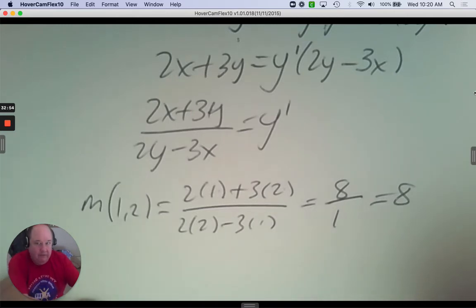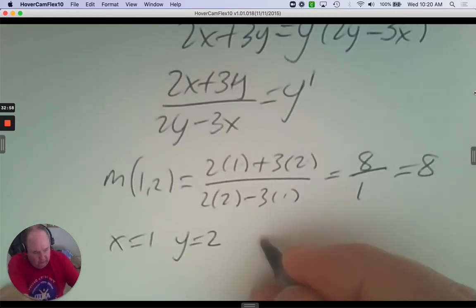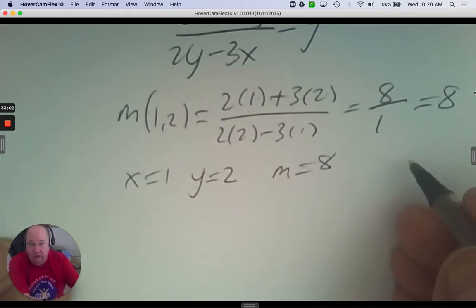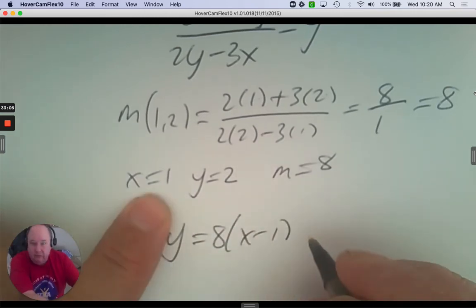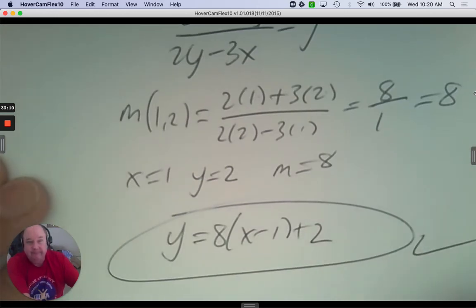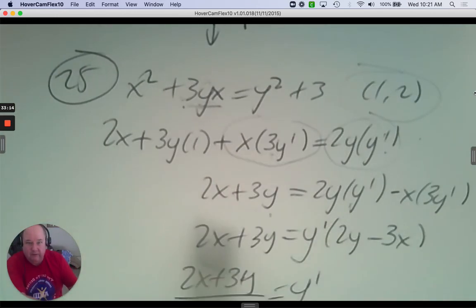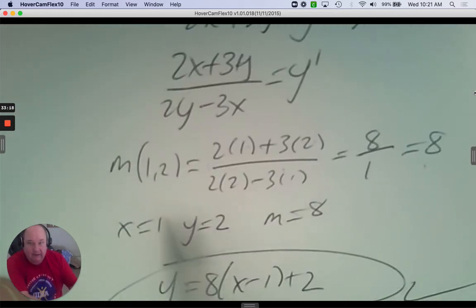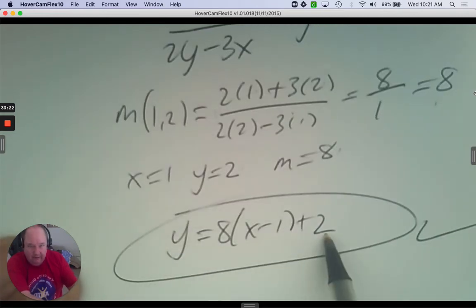And now we have everything we need. We have x is 1, y is 2, and the slope is 8. What's the equation of a line using those numbers? It's y equals 8 times (x minus 1) plus 2. Done. I know it's challenging. The challenging part is taking the derivative implicitly. When you plug in the point, that's easy, and once we have all the numbers, it's super easy to write the equation of a line.